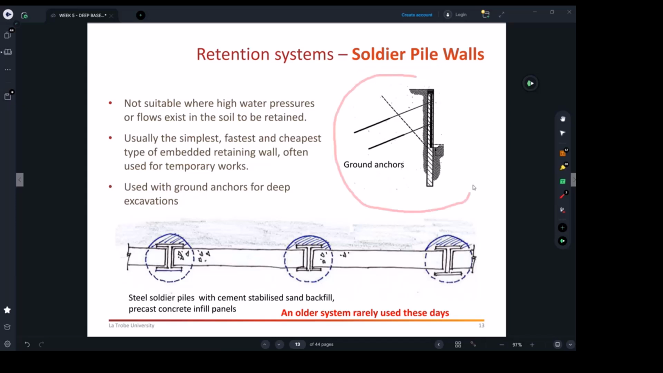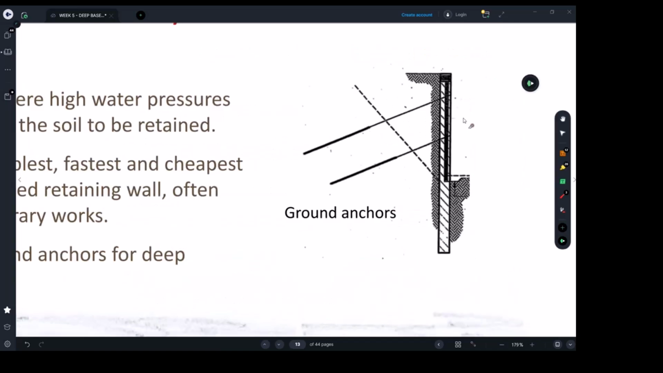This is again a section, but it's simplified. This is not an engineering drawing. They're just simplifying things for you. Just telling you up to where the piles will go.